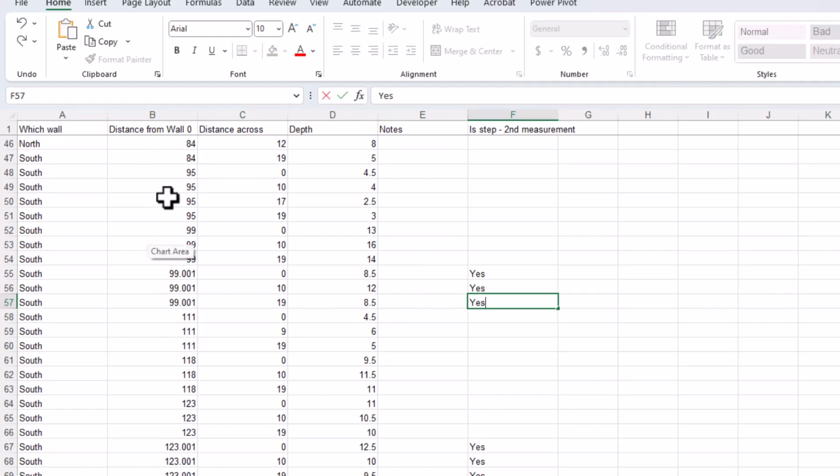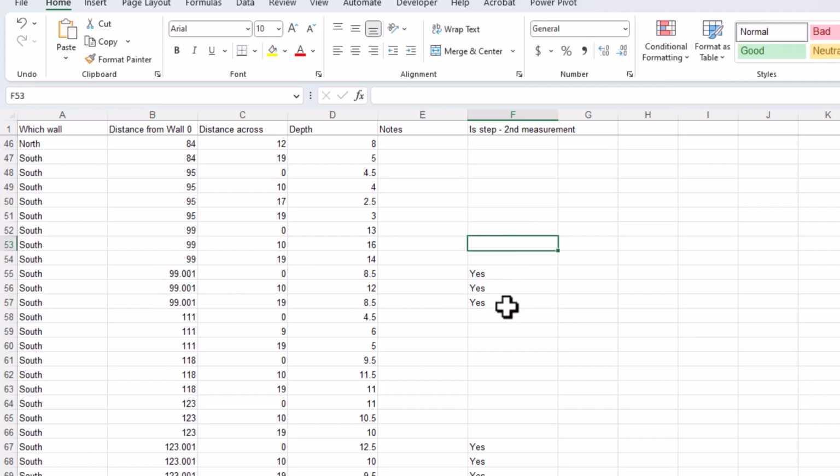Here we are on that south wall, which I started working with earlier in this video, and we did a measurement 99 inches away from the wall. And then I'm showing here 99.001 inches away from the wall, which, as far as a statistically significant number, this number and this number are the same in our grand scheme of things. So what's going on here?